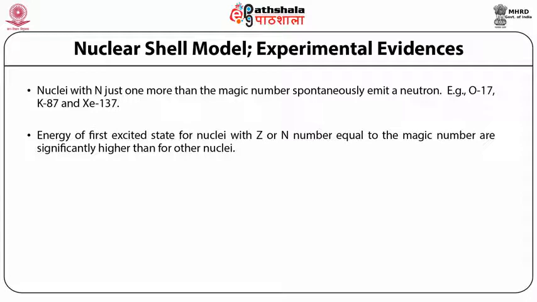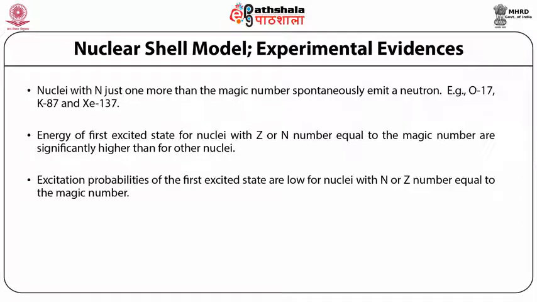Another important experimental evidence is that excitation probabilities of first excited states are low for nuclei with N or Z equal to the magic number. So it is difficult to excite a nucleus to its first excited state, as it is higher in energy for nuclei with N or Z equal to the magic number. Next experimental evidence is that quadrupole moment vanishes for nuclei with N or Z as magic. For those nuclei, the quadrupole moment is observed to be 0 or very small, which indicates that they prefer sphericity, because quadrupole moment is a measure of non-spherical behavior of the nucleus.